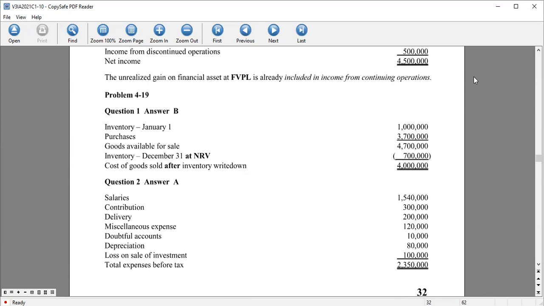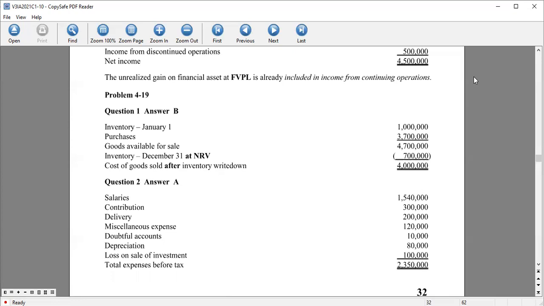Then we add purchases, total goods available for sale, deduct the inventory on December 31 at net realizable value of 700,000. Then we have the cost of goods sold after the inventory write-down in the amount of 4 million. That's question number 1. Then question number 2, what amount should be reported as total expenses before income tax?